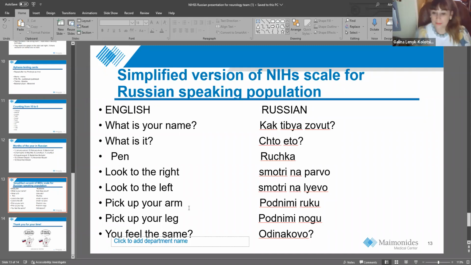Pick up your arm. Подними руку. Подними руку. I'm sure you've all heard of Подними руку. Подними руку. And then leg. Подними ногу.